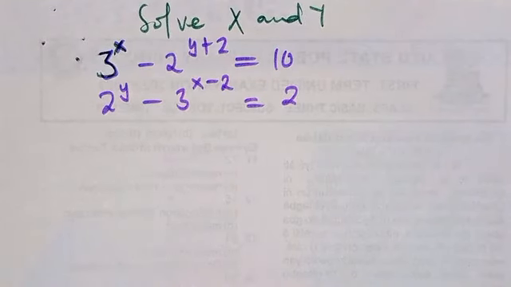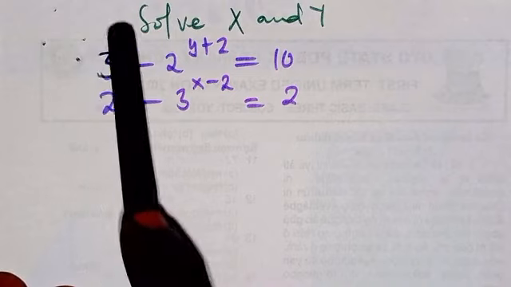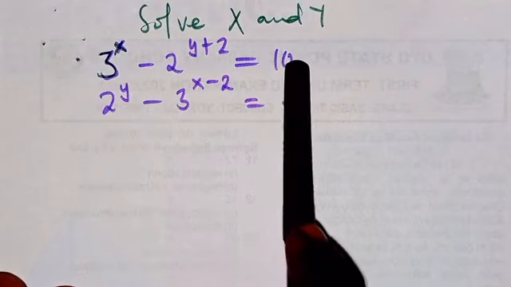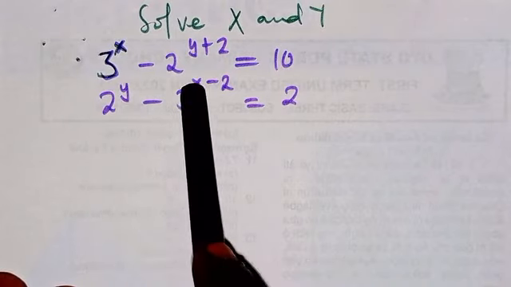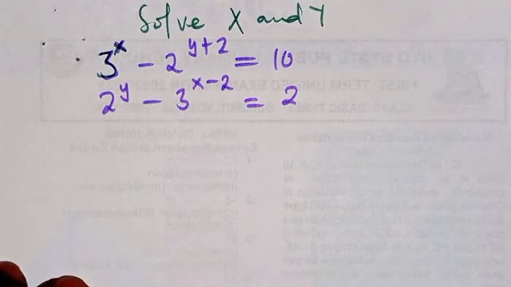In this tutorial today, we are going to be solving this system of equations. We have the first equation: 3 to power x minus 2 to power y plus 2 equals 10, and the second: 2 to power y minus 3 to power x minus 2 equals 2. I believe some of you have started solving this problem, and that's very nice. So let's learn this together, right?